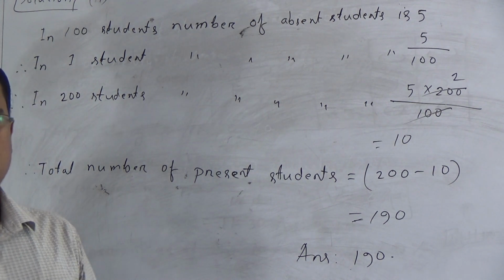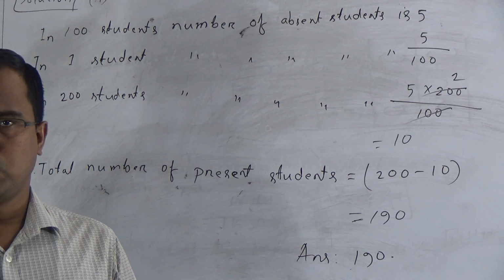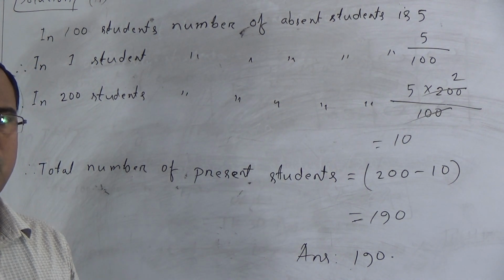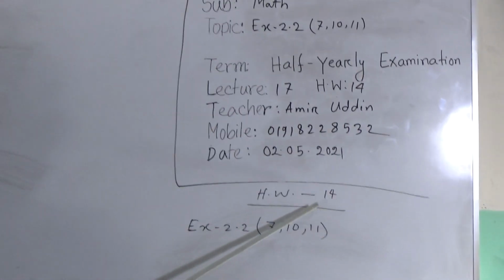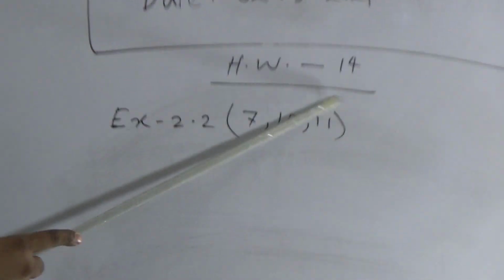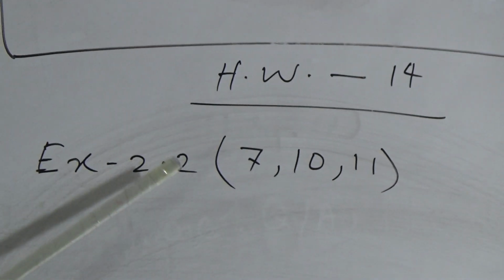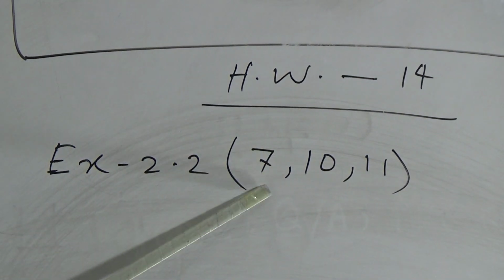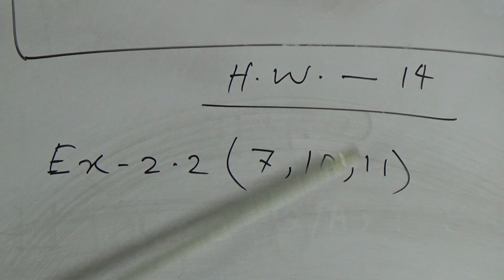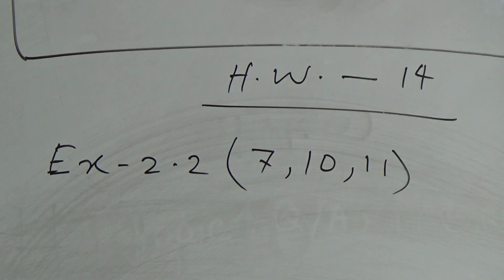Dear students, we have finished our today's class. I hope you have understood today's class. Practice more and more at home. Now I am giving you SW. This is SW number 14, and topic of the SW is exercise 2.2, question number 7, 10 and 11. Okay, dear students, our today's CW is your SW. So you will do your SW properly and submit on next Saturday.